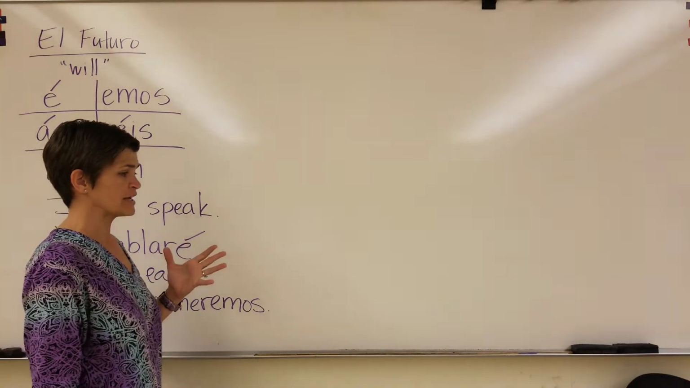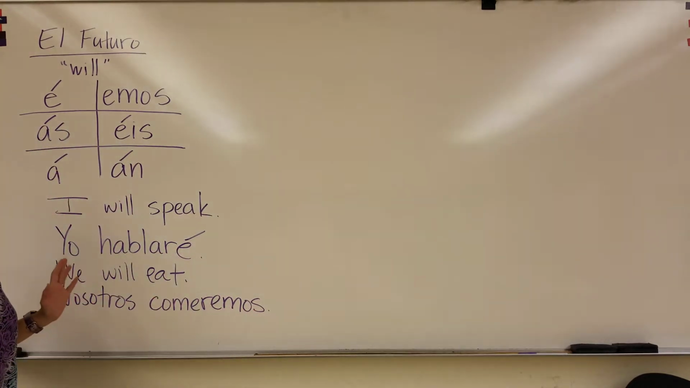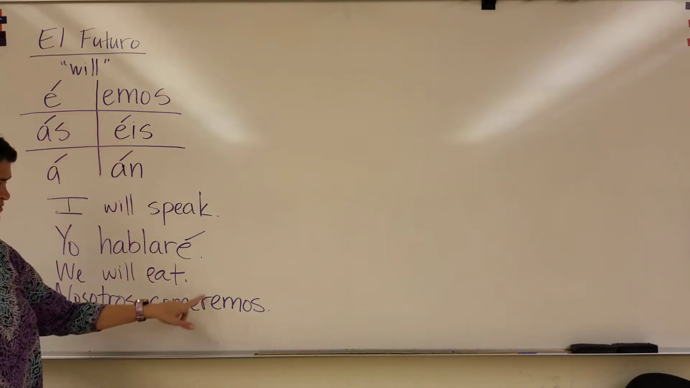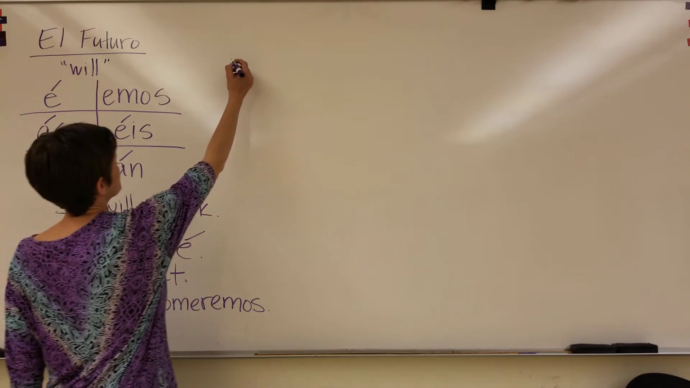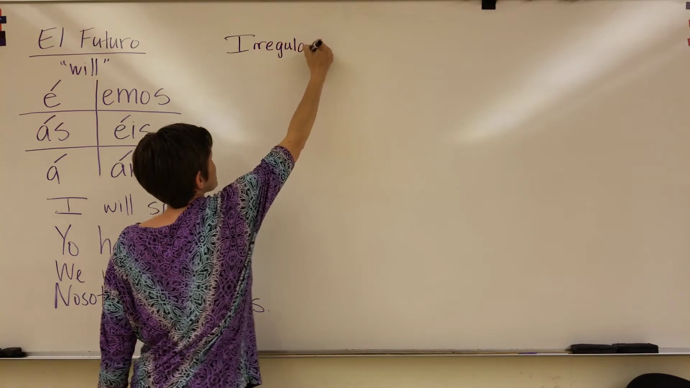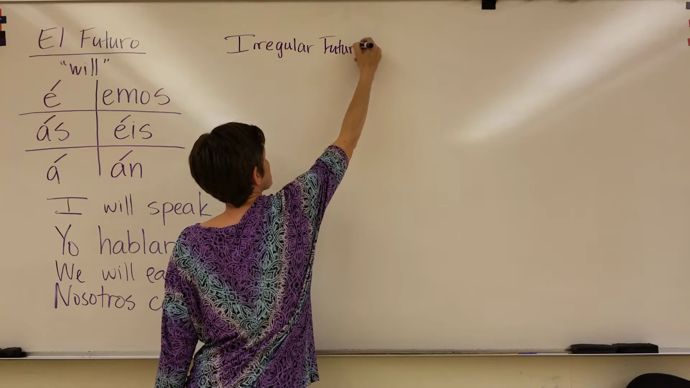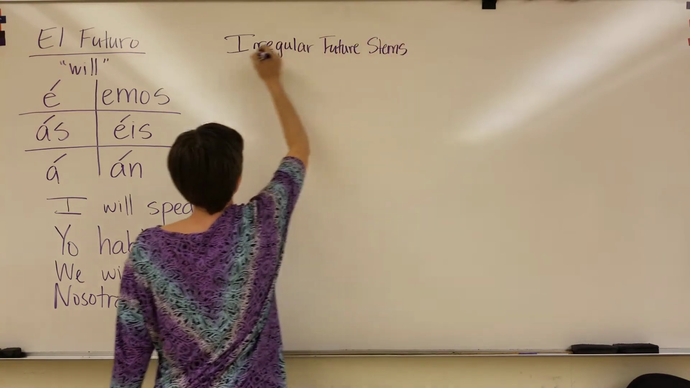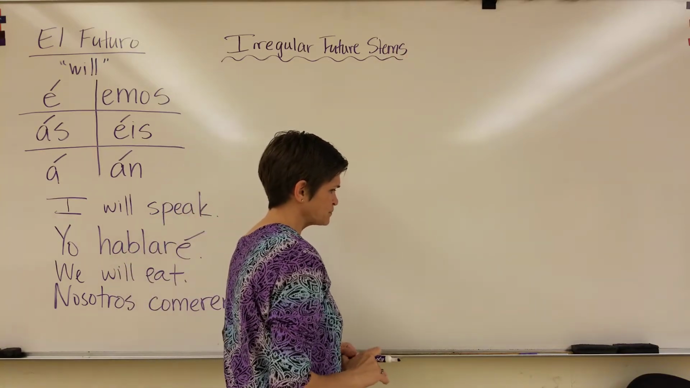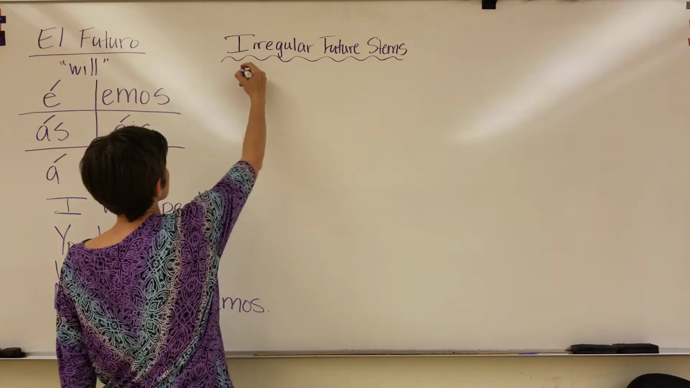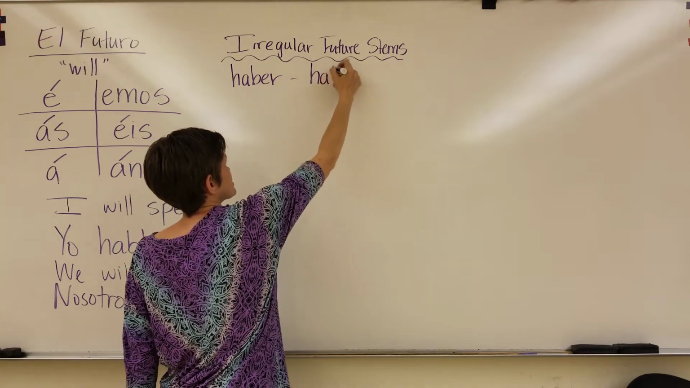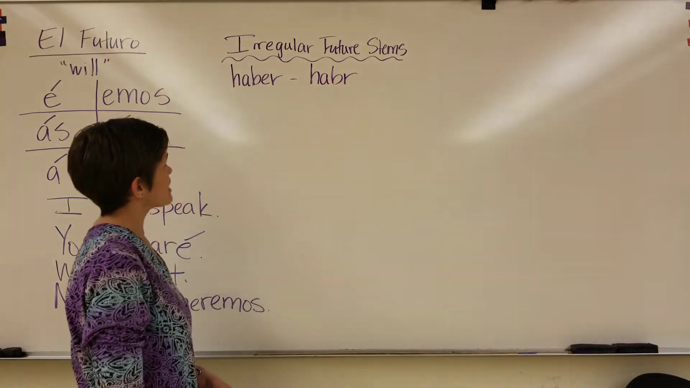Now there are several irregulars in the future tense that we're going to have to remember. Even though they still have the same endings, they're going to have a slightly different version instead of just using the infinitive. And we'll just make a list of those here. The irregular future stems. So what we start with before we start adding all the same endings. So the first one that we're going to need to know is haber. Haber, the future stem will be without the E.